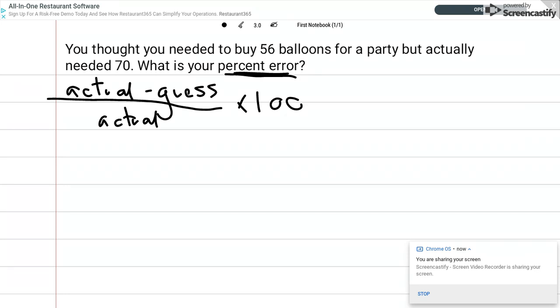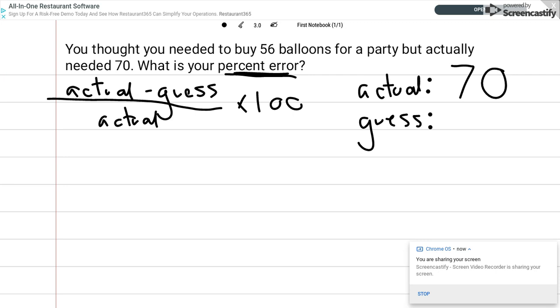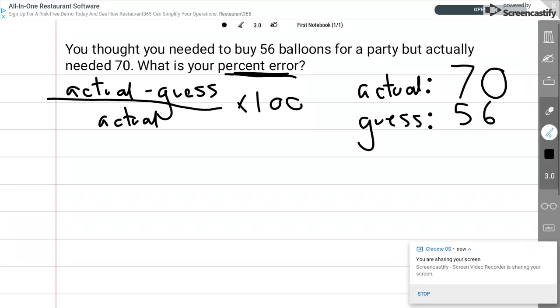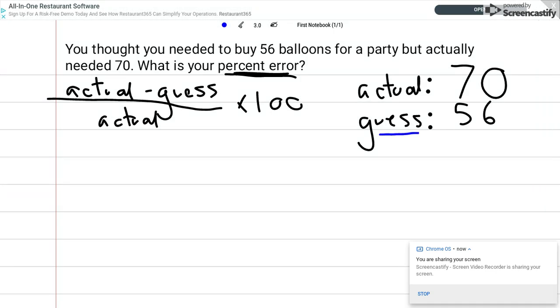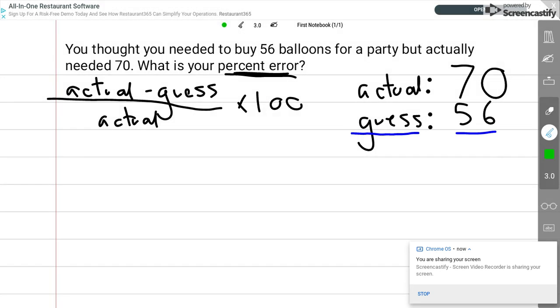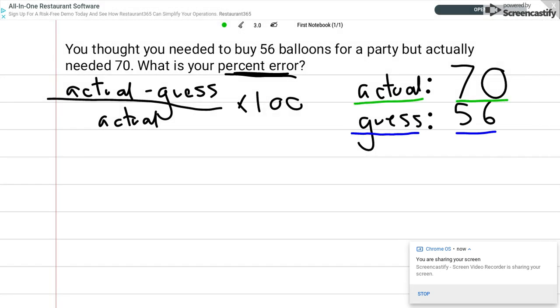So first things first, we need to plug in some numbers. So I actually needed 70 balloons. My guess, or how much I thought I needed, was 56. So let's plug in what we know. I'm going to color code this so it makes it a little bit easier for us. So I'm going to make my guess blue, which is going to be 56. And I'm going to make my actual green, which is 70.